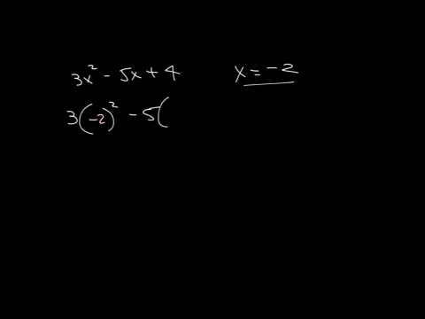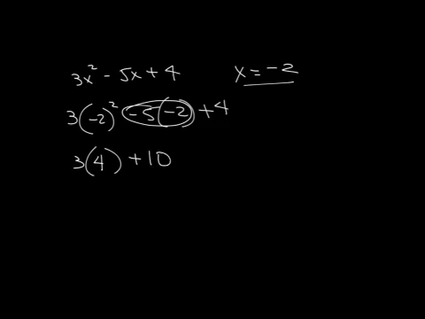Minus 5, and again parentheses. See, if I didn't put a parenthesis here, it would look like negative 5 minus 2. So I put a parenthesis then to show that it's times, like it is here. Okay, negative 2 times negative 2 is positive 4. Negative 5 times negative 2 is positive 10, plus 4. And that gives me 12 plus 10 plus 4, which is going to give me 26 for my answer.